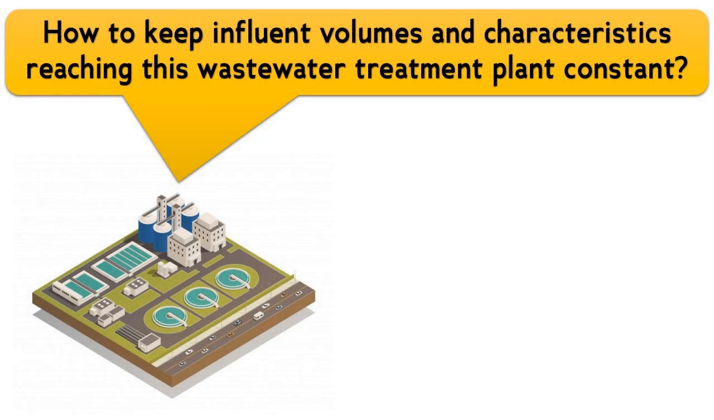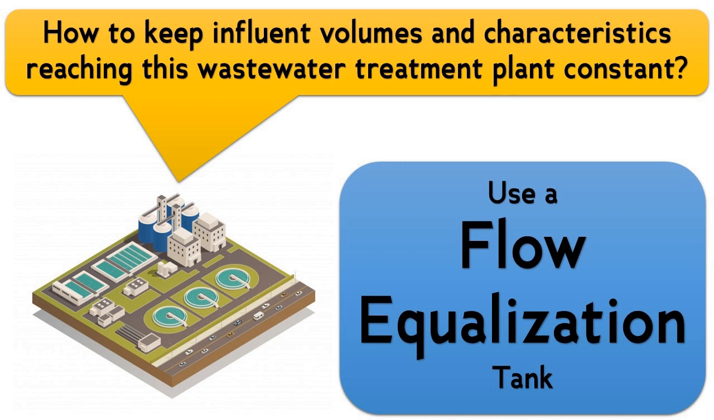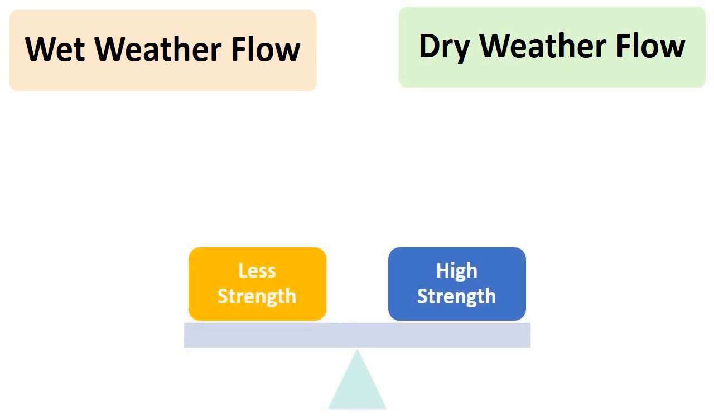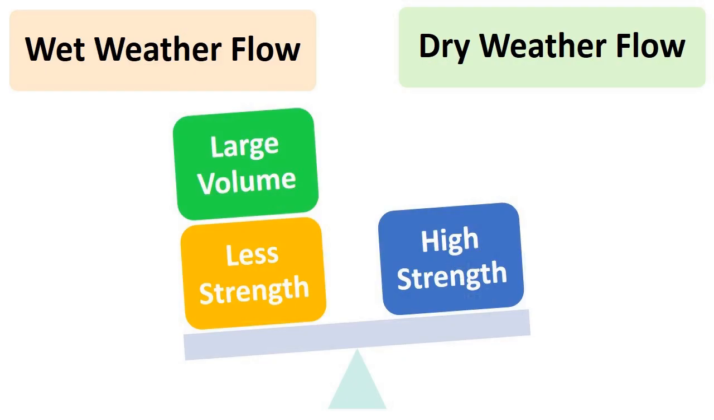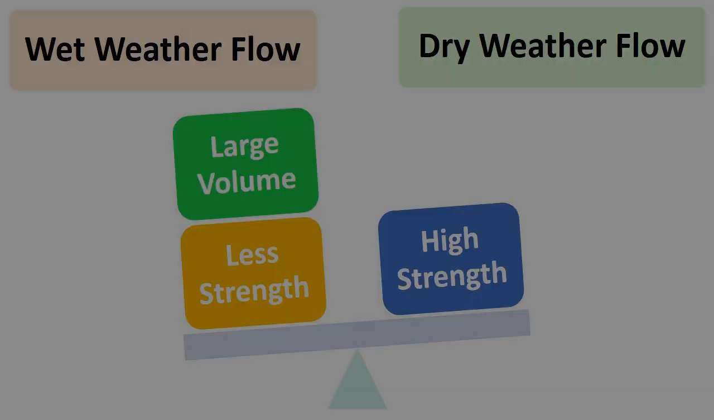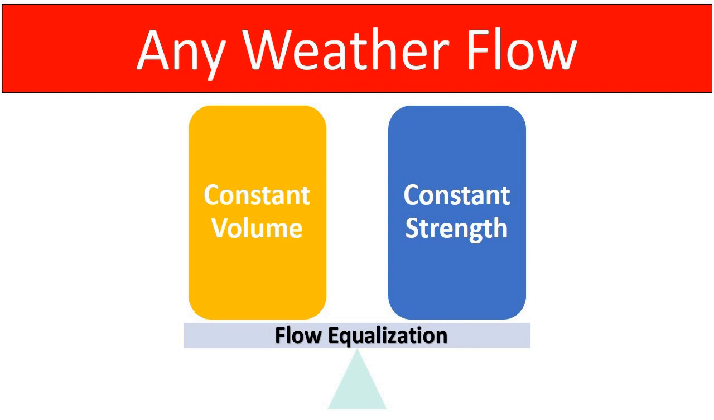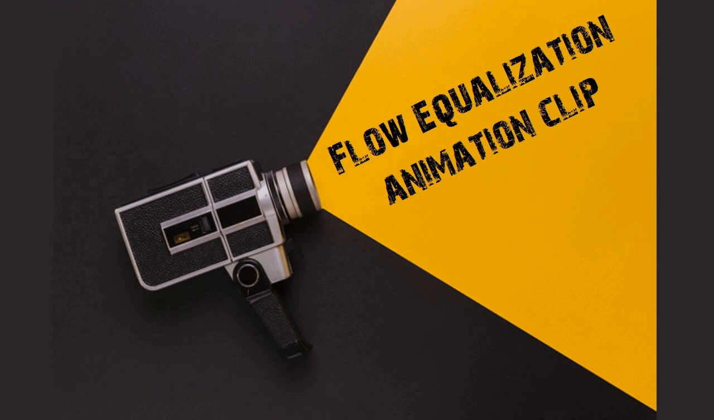The incoming volumes and characteristics of wastewater are never going to be constant. So we have flow equalization for that. Wet weather flow and dry weather flow not only differ in wastewater volumes but also in strength, that is, the characteristics of wastewater also vary. This is why flow equalization is necessary. In order to make the working of treatment units smooth and efficient, control on the volume and properties of influent wastewater is a must. Roll in the clip for the flow equalization tank.